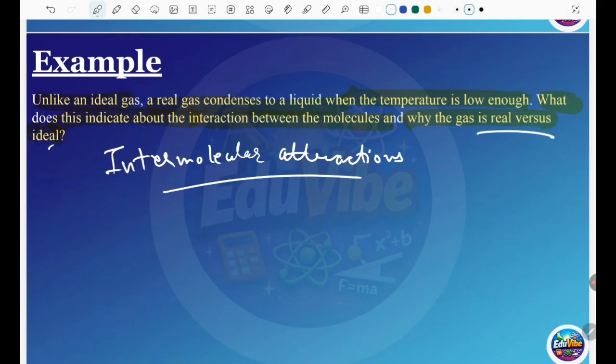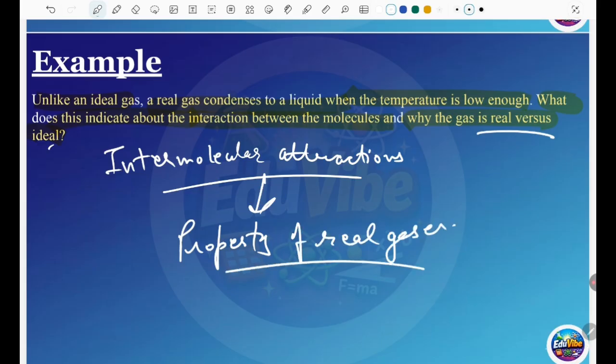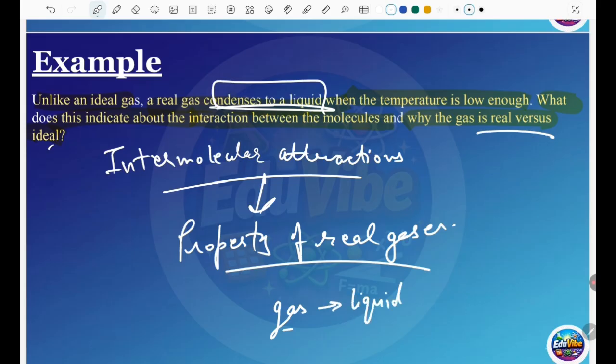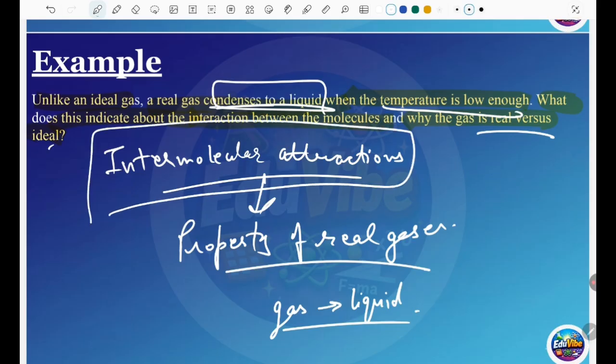That is what makes them different. Real gases have the property of intermolecular attractions, and ideal gases do not. That's why they have a tendency to go from gas to liquid when the temperature is low enough. That's the main thing you have to include.